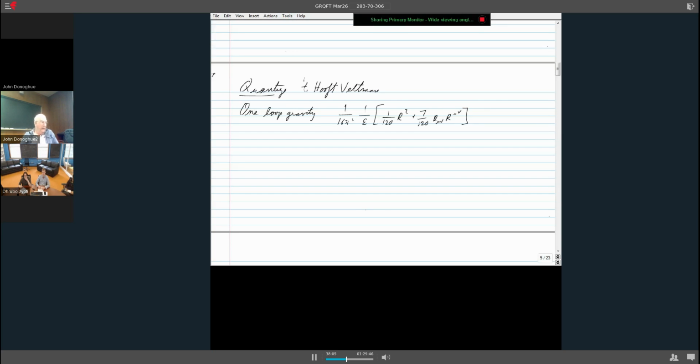We got 1 over 16 pi squared, 1 over epsilon, 1 over 120 R squared, 7 over 120 R mu nu. These coefficients, if I do scalar loops, we also got to work that out. 180.